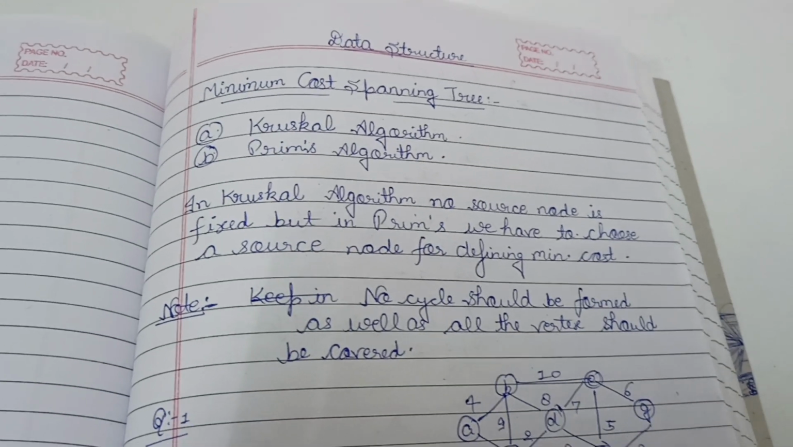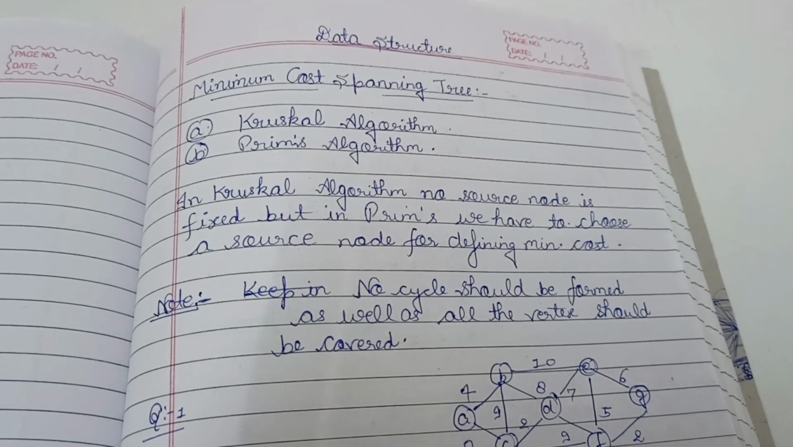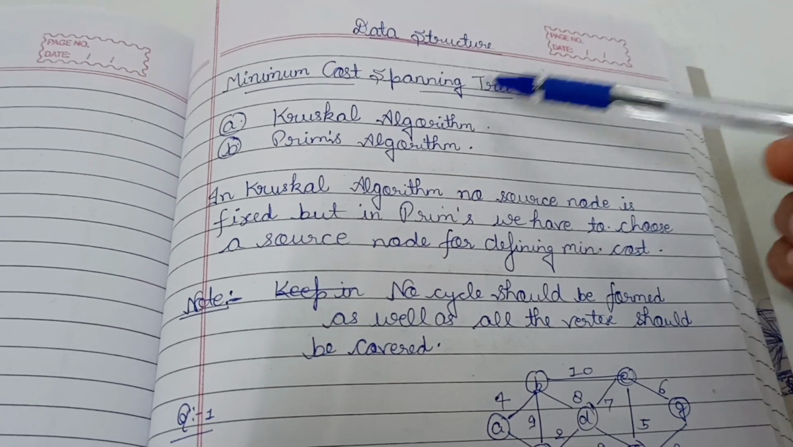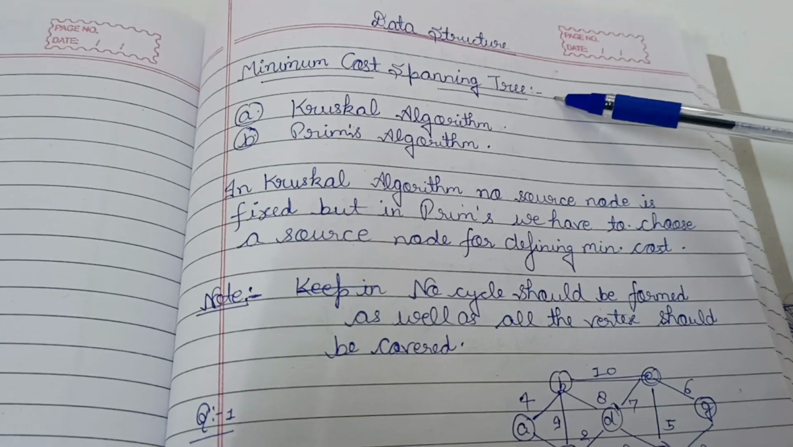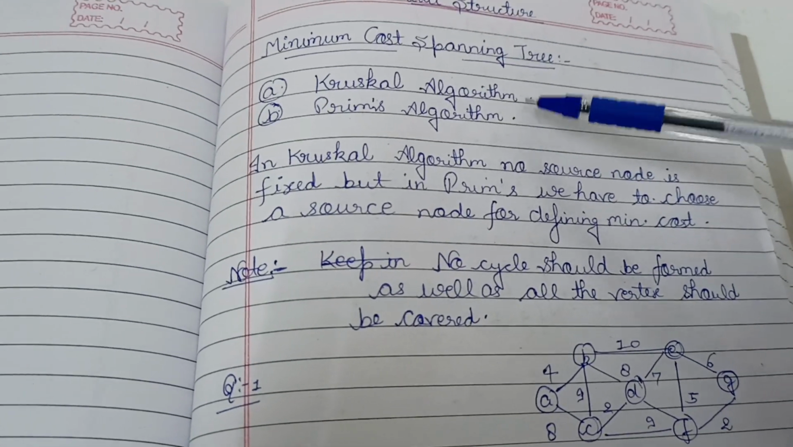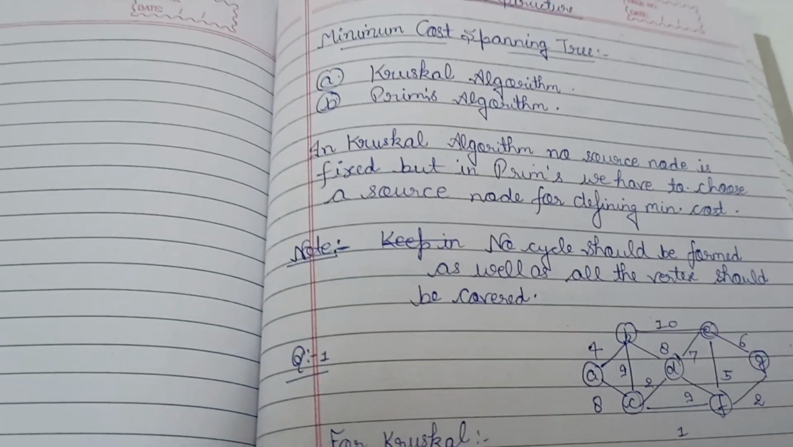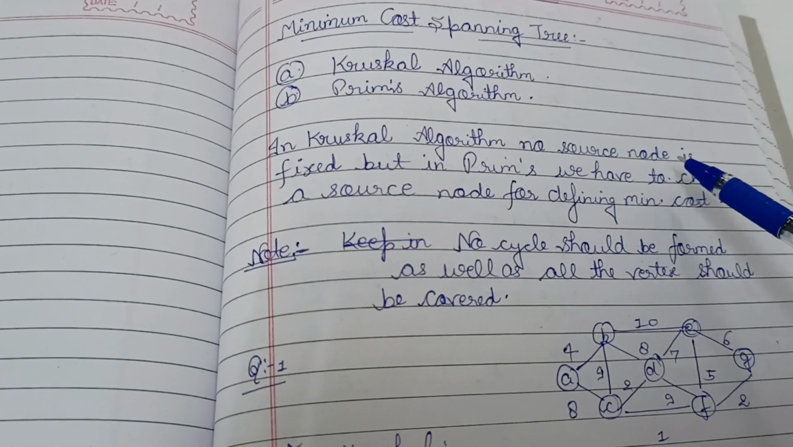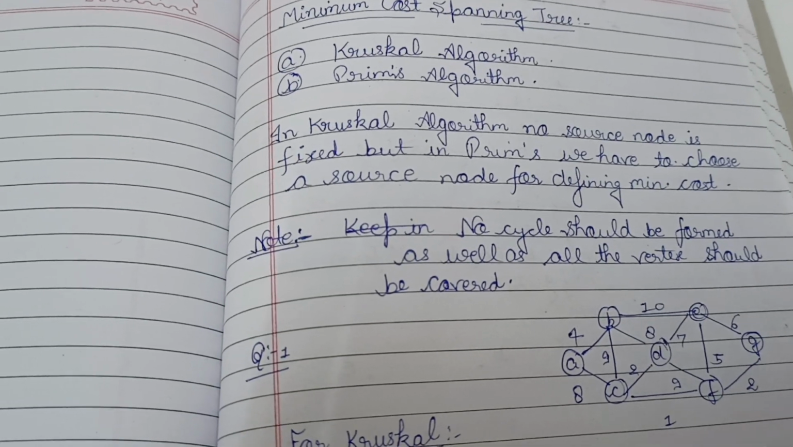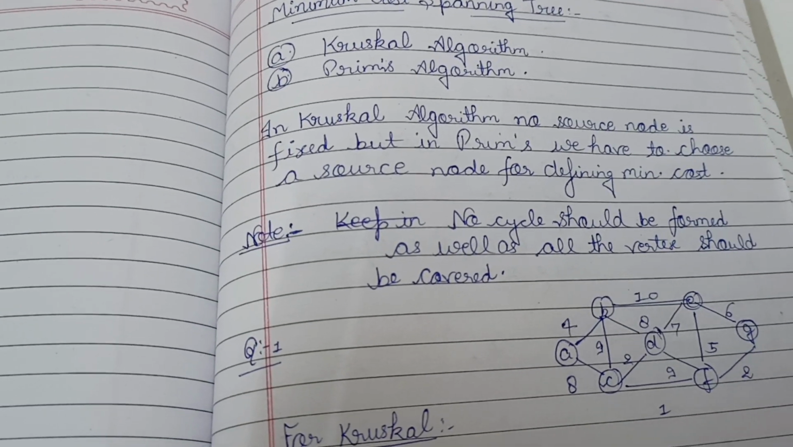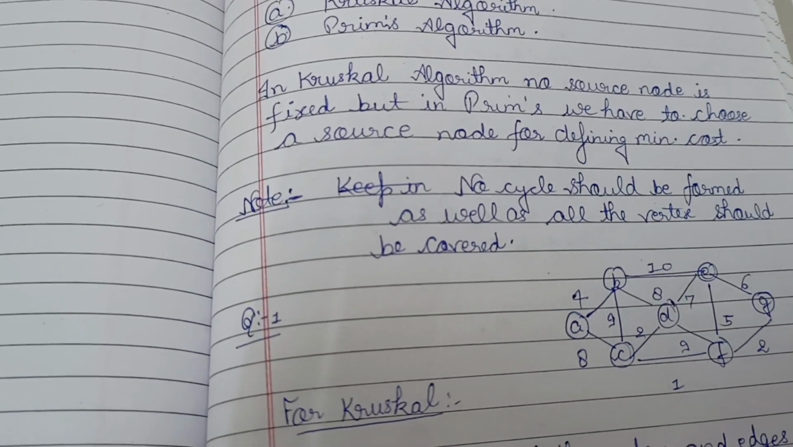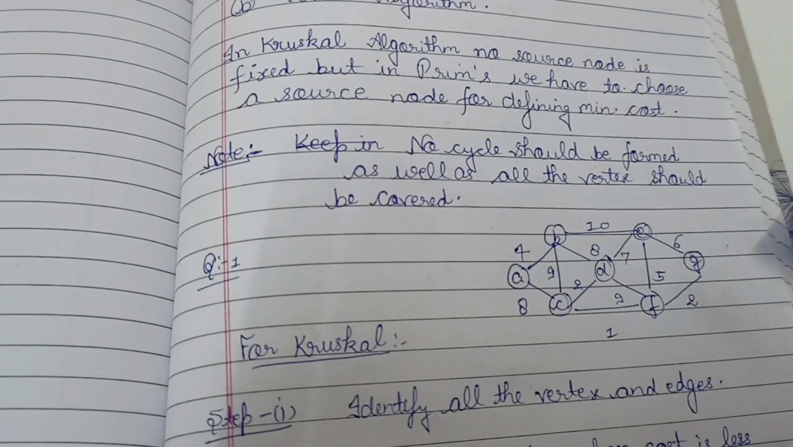So, good morning, everybody. My name is Shreya Bhadoria, and today our topic in data structures is minimum cost spanning tree. In this, there are two types: Kruskal's algorithm and Prim's algorithm. In Kruskal's algorithm, no source node is fixed, meaning no source node is required. But in the case of Prim's algorithm, we have to choose a source node for defining minimum cost. Let's see what's inside the topic.